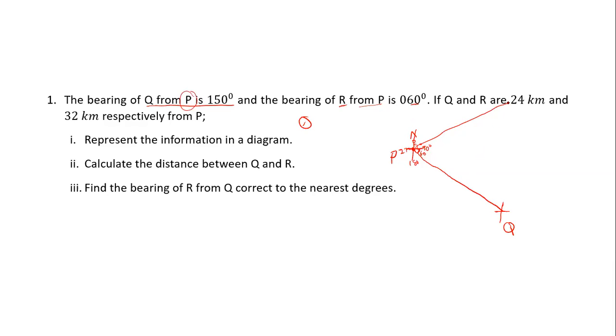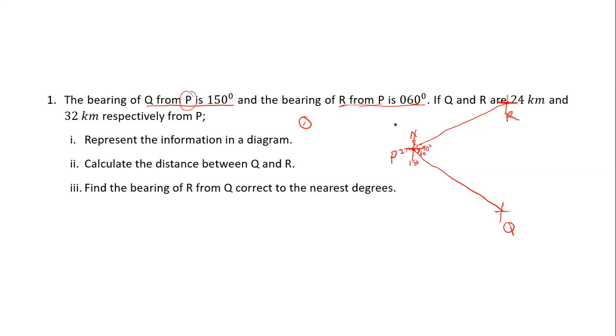So this is my R. I can say that my R is here. Put your 3 figure bearing and your cardinal points there. So we have interpreted statement 1 and statement 2. So this is R. The next statement says if Q and R are 24 kilometers and 32 kilometers, respectively, from P.